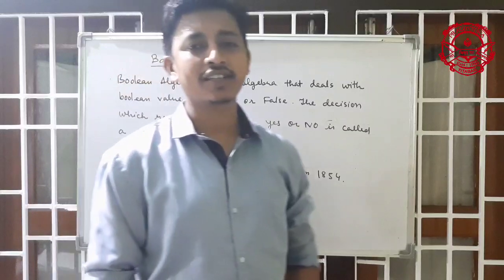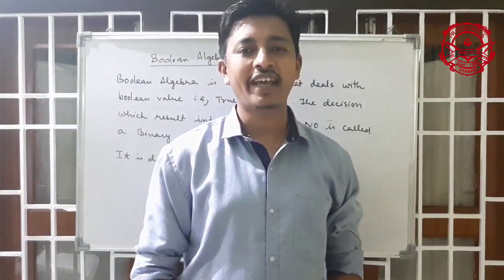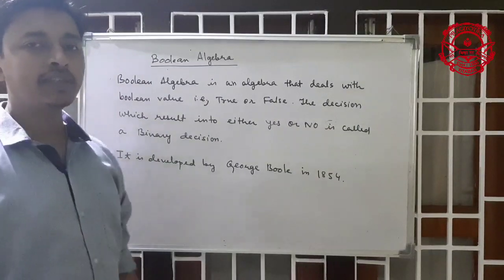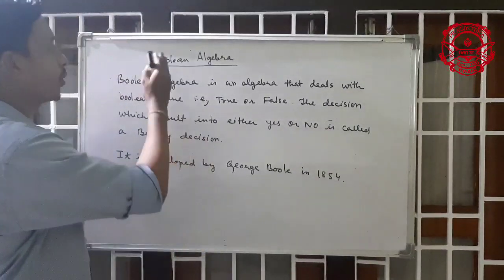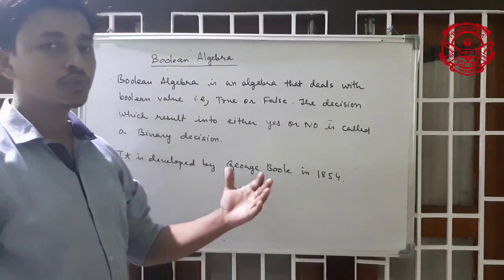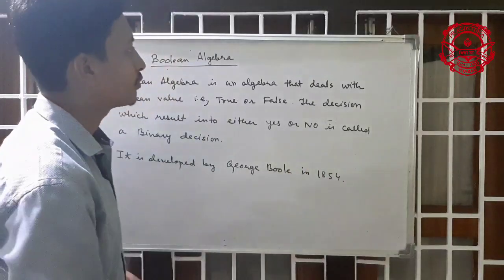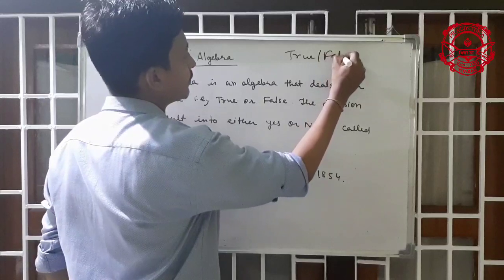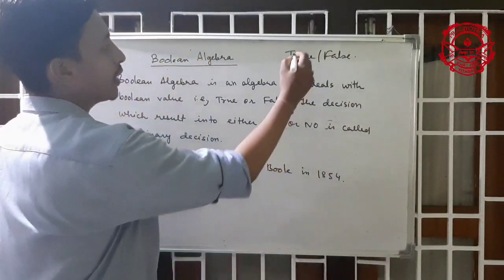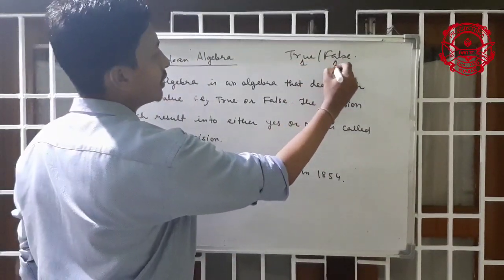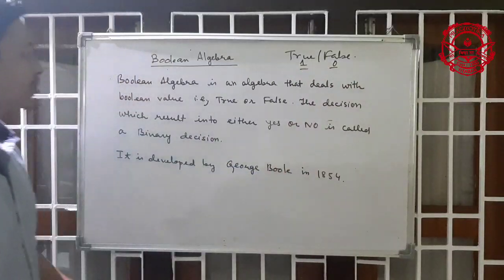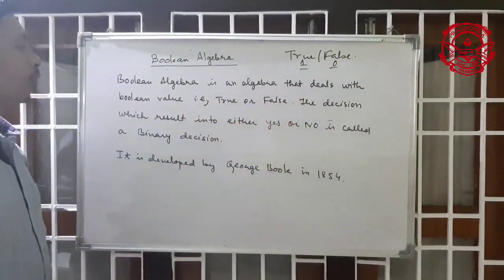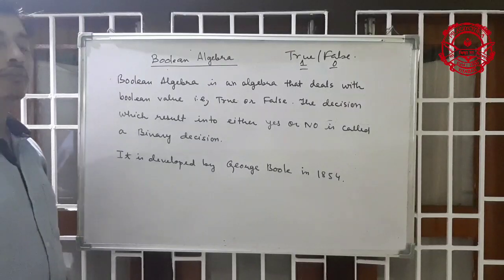Today we are going to discuss a new topic, that is Boolean algebra. Okay, Boolean algebra. Boolean means what? First of all, you have to know what is actually Boolean. Boolean means what? True or false. True means what? 1, and false means what? 0. Boolean algebra is an algebra that deals with Boolean values, that is true or false.